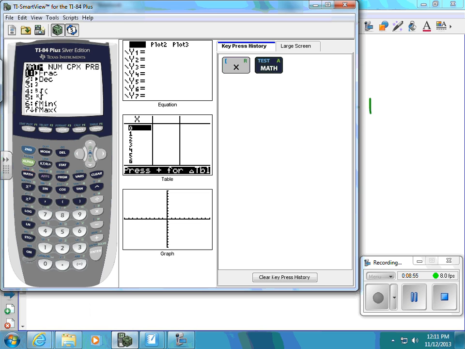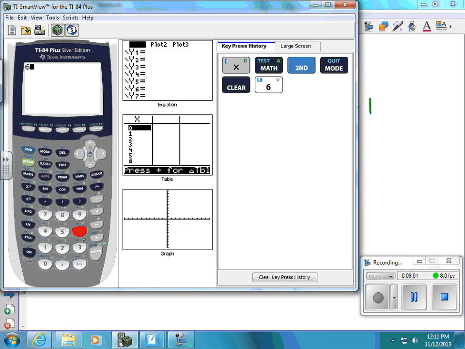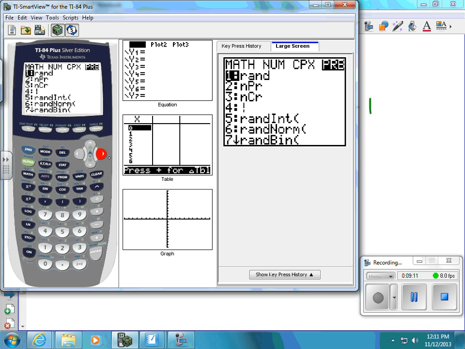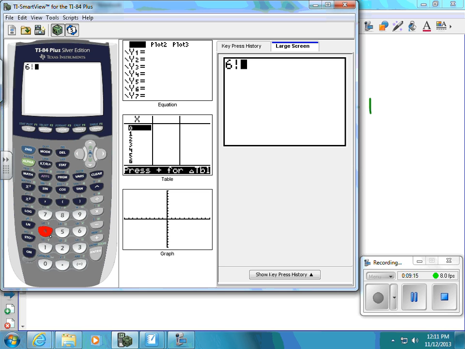On our calculator, if we hit 6, let's clear this out, 6, and then we hit math, and then we hit probability, PRB. If we see down here, there's lots of things we're going to use out of this list. Number 4, 6 factorial is 720.